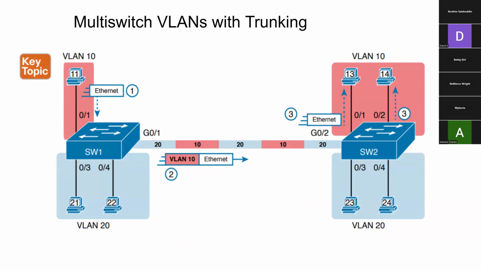All right. So now let's take a look at multi-switch VLANs with trunking. Now, this might look like a lot, so I'm going to go ahead and annotate it a little bit. What we have here is 2 switches, switch 1 and switch 2. And then we have 2 VLANs. We have VLAN 10 on switch 1 and switch 2, and then we have VLAN 20 on switch 1 and switch 2, right?